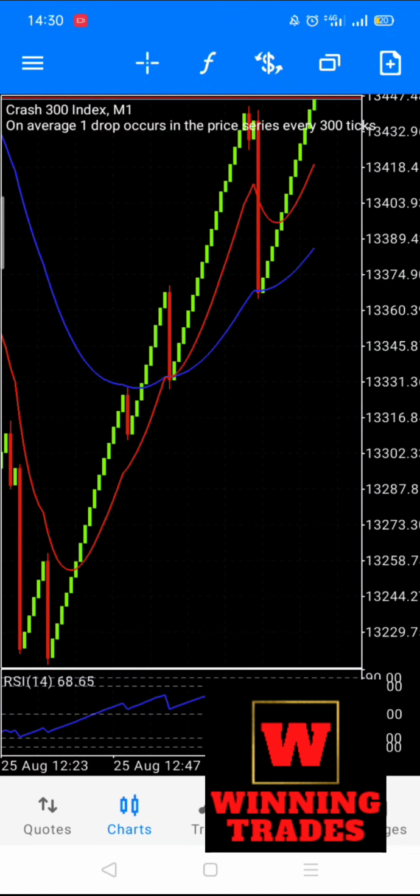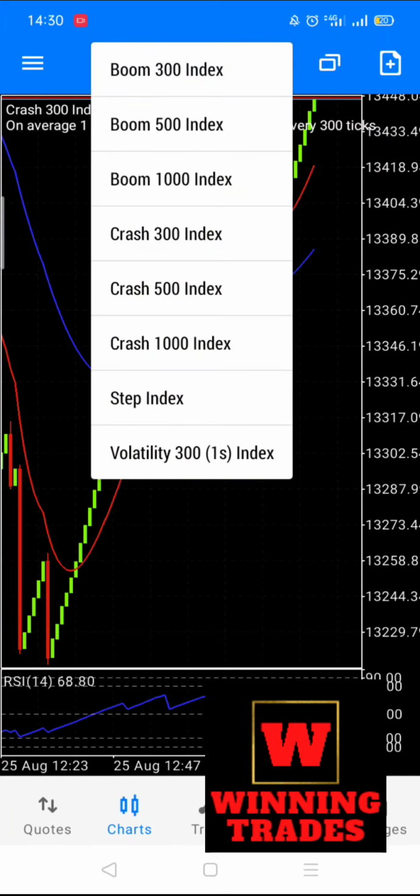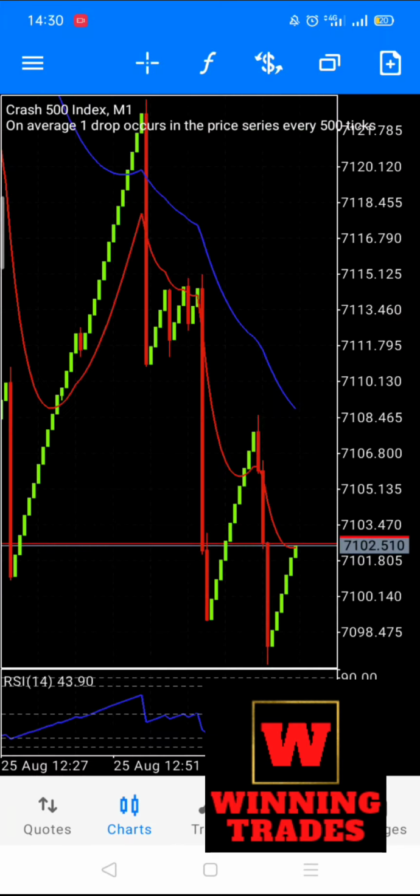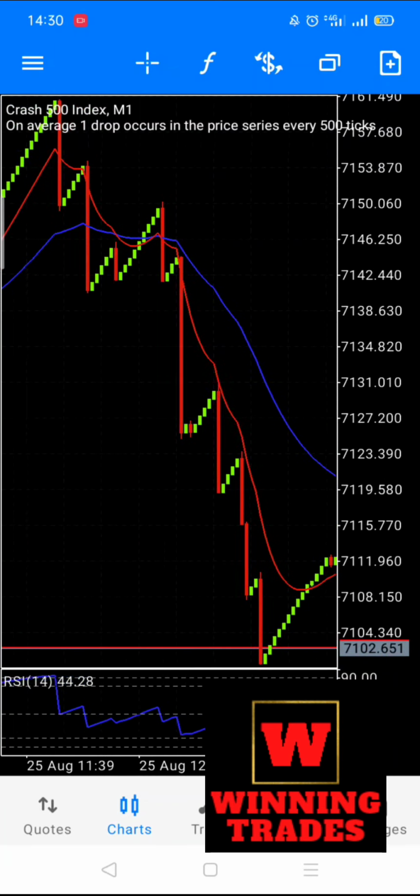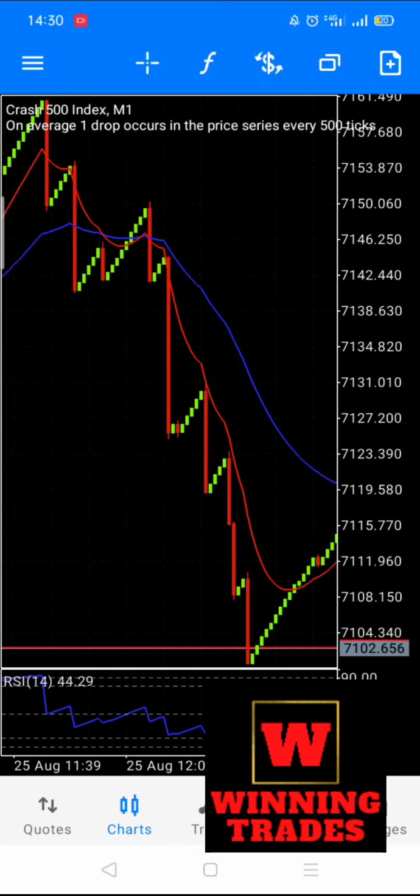All right, guys. So now let's look at Crash 500. Remember, we're looking for sells. So we're looking for where the 13 EMA crosses the 50 EMA downwards. We'll look for a perfect example. Now look at Crash 500. At this point, what do you see?